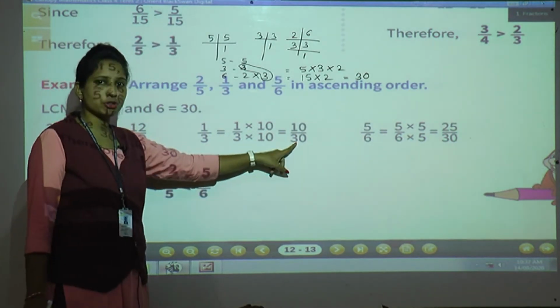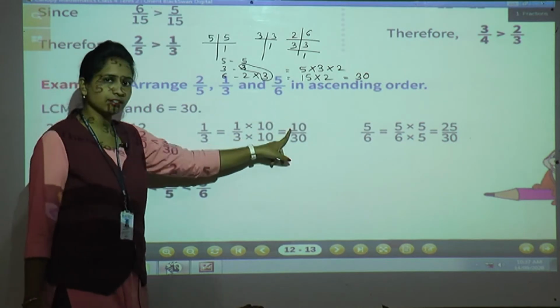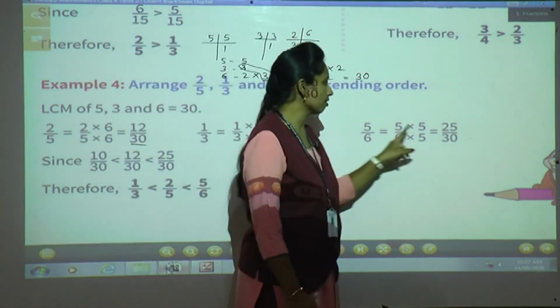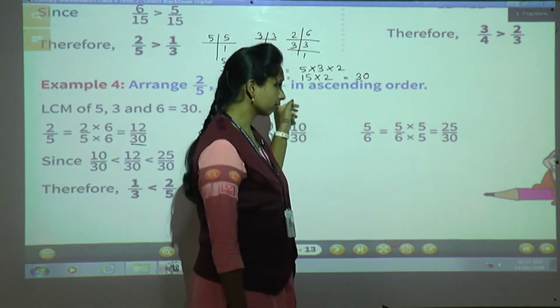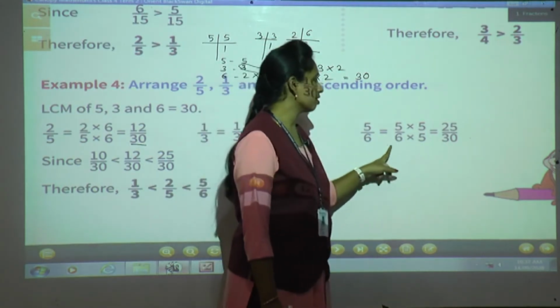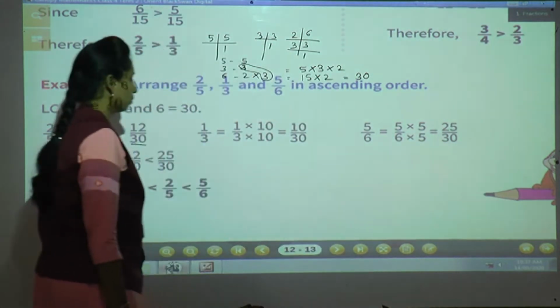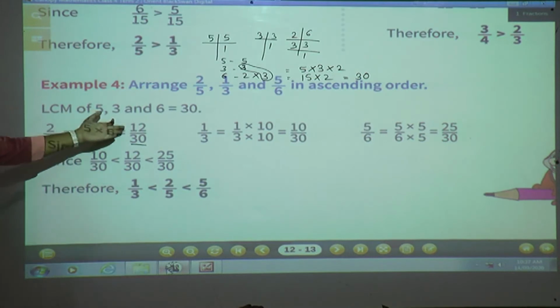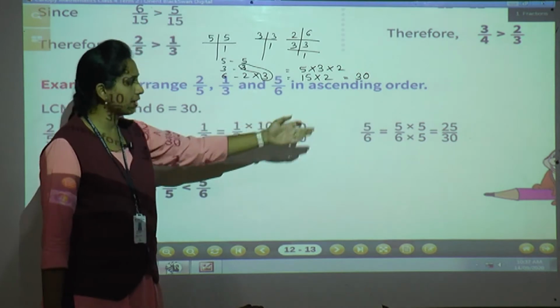Now 1 upon 3. The denominator should become 30. So 3 10s are 30 and 1 10s are 10. And 5 upon 6, the denominator is 30. The LCM we have already found out. So 6 5s are 30 and 5 5s are 25. So here we got the fractions 12 upon 30, 10 upon 30 and 25 upon 30.